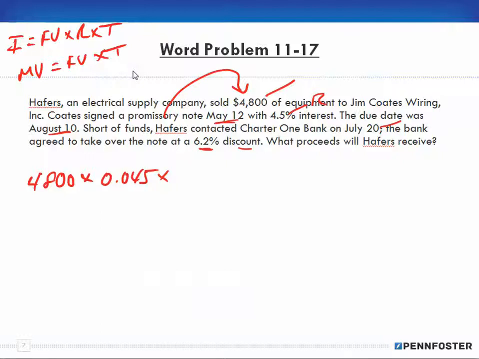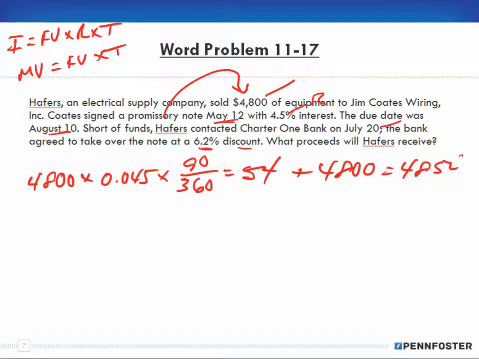Go back down. So 90 days over 360. And that gives us 4,800 times 0.045 times 90 divided by 360 gives me $54 in interest. And we add that to the $4,800 of principal, so we have $4,854 as the maturity value. Okay, that's the maturity value.